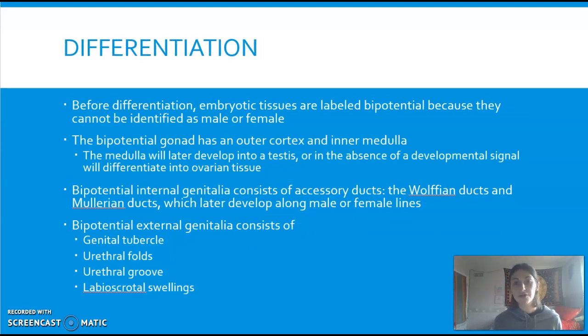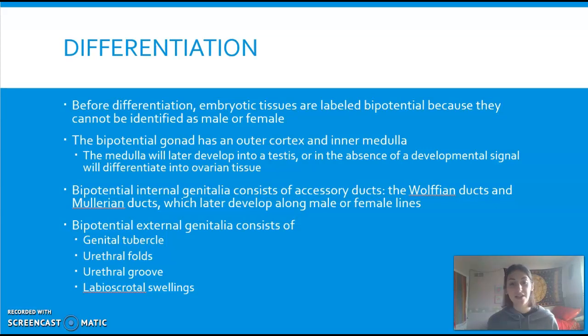Differentiation. Before differentiation, embryonic tissues are labeled bipotential because they cannot be identified as male or female. The bipotential gonad has an outer cortex and an inner medulla. The medulla will later develop into testes, or in the absence of a developmental signal, it will differentiate into ovarian tissue. So that right there kind of tells you where the cells start to decide if they will be male or female.